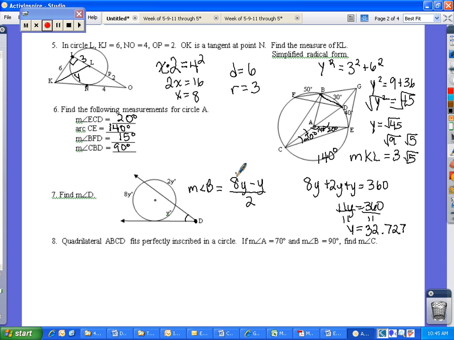And now I just plug that right into here, which is basically 7y over 2. So 7 times 32.727 divided by 2 is about 114.55.